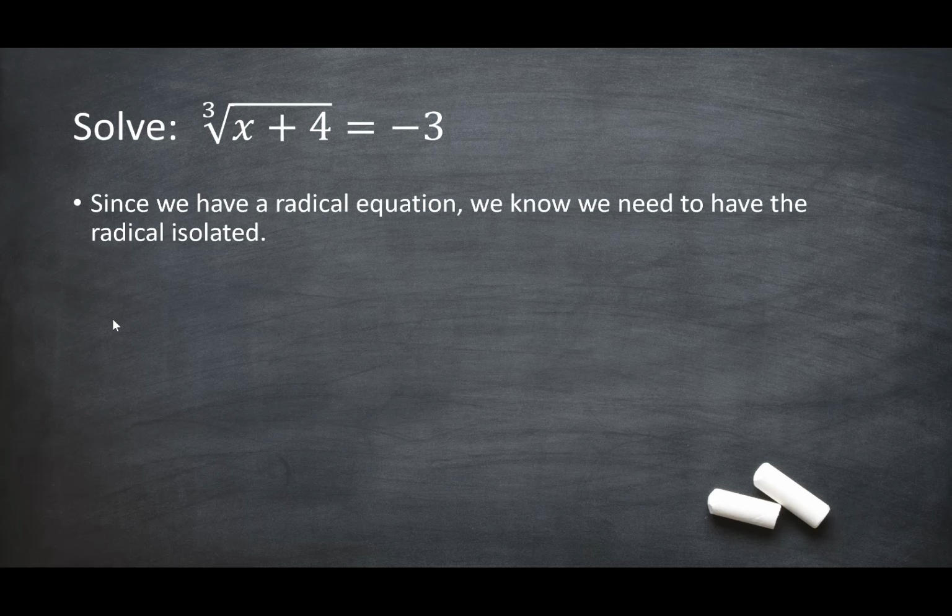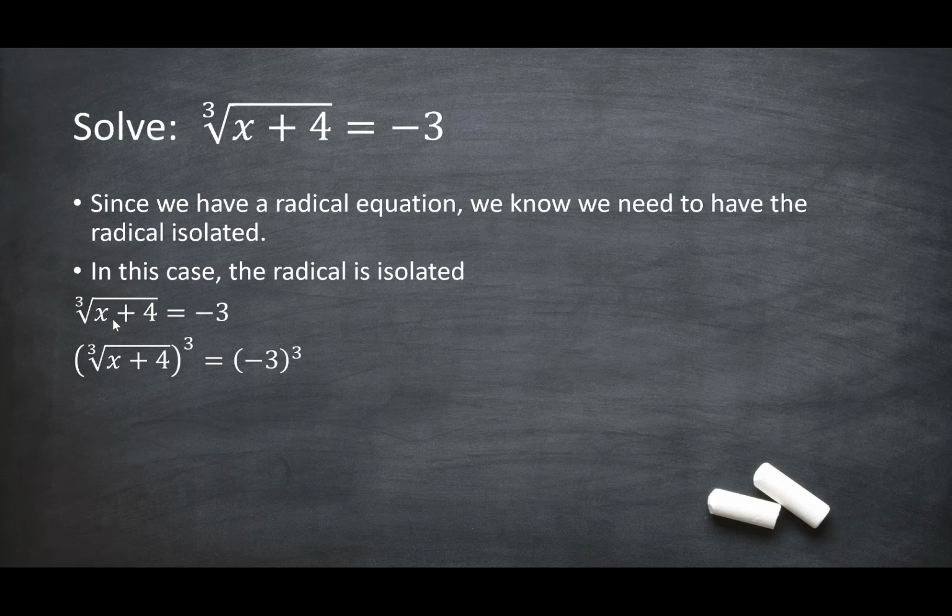Again, we can recognize that this is a radical equation, and we also have to check that the radical is all by itself. And in this case, it is. So we're good to go. I just rewrite here. Since we have a cube root, this time we're going to have to cube both sides.